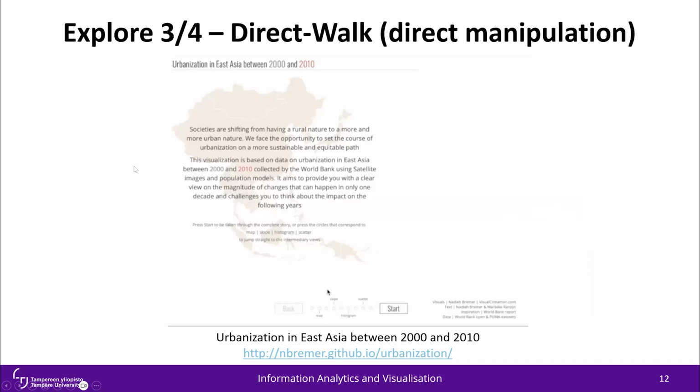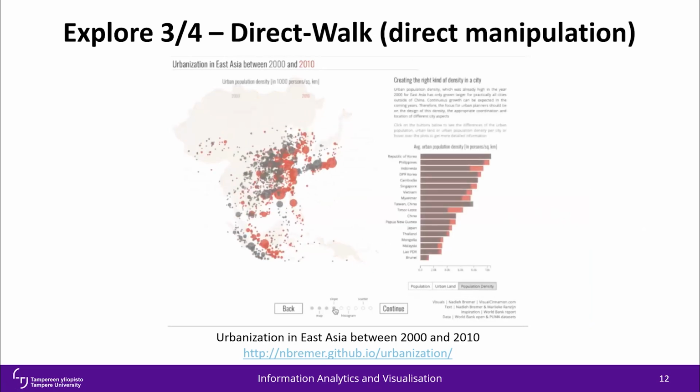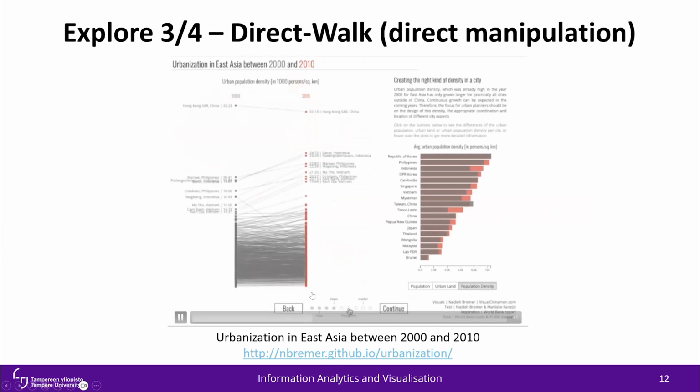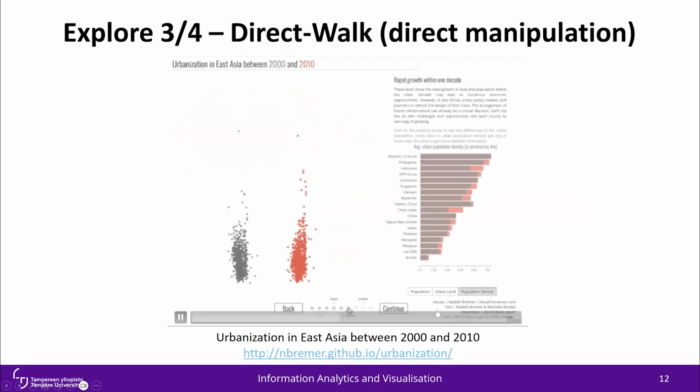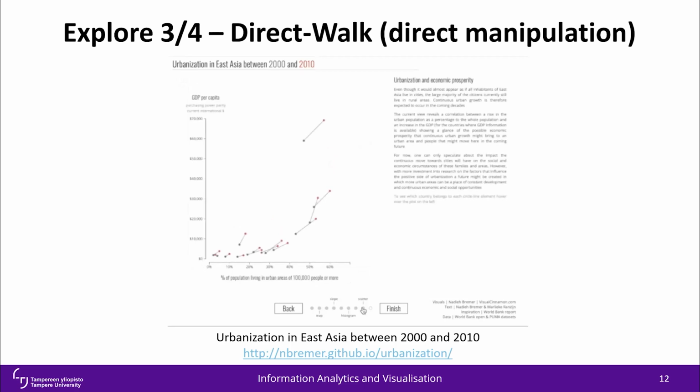So then we have something called direct walk or direct manipulation. It's basically a way of telling a story. So let's see how it goes. There's the idea that we have here an interface for the user to explore. So it's not an animation, but instead we guide the user in the direction that they would like to see. They have a way to go back and do things at their own pace, and then finish the interaction.